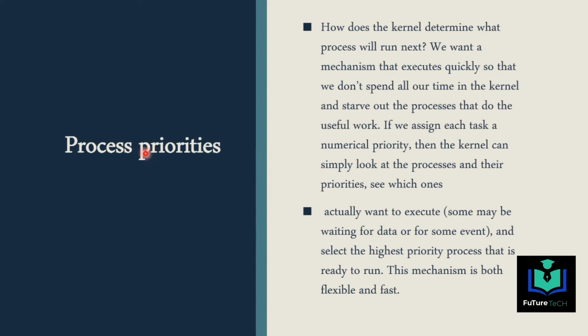So in what kind of measurement is the kernel switching the task? We want a mechanism that executes quickly so that we don't spend all our time in the kernel and starve our processes that do the useful work. If we assign each task a numerical property, then the kernel can simply look at the processes and their priorities, see which one is ready to execute or waiting for data, and select the highest priority process that is ready to run. This mechanism is both flexible and fast.